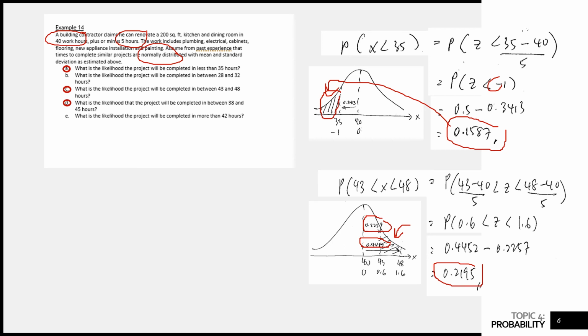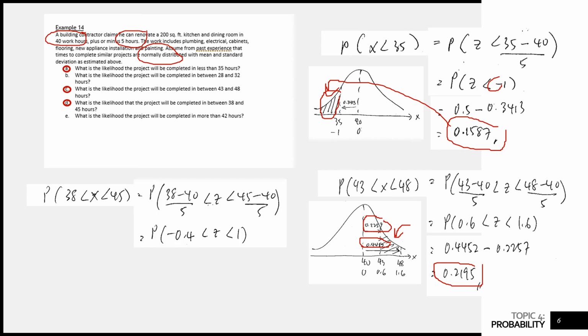Finally, let's try D. What is the likelihood that the project will be completed between 38 and 45 hours? Step number 1, write down the question. Step number 2 is to standardize 38 and 45. So it will give you negative 0.4 and 1. Step number 3 is to sketch.